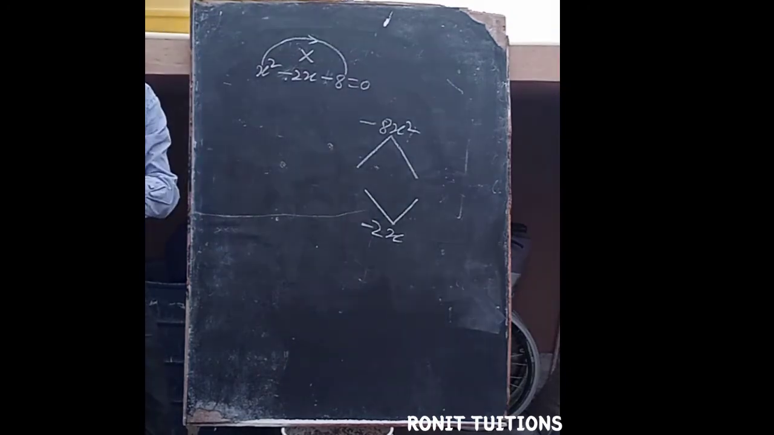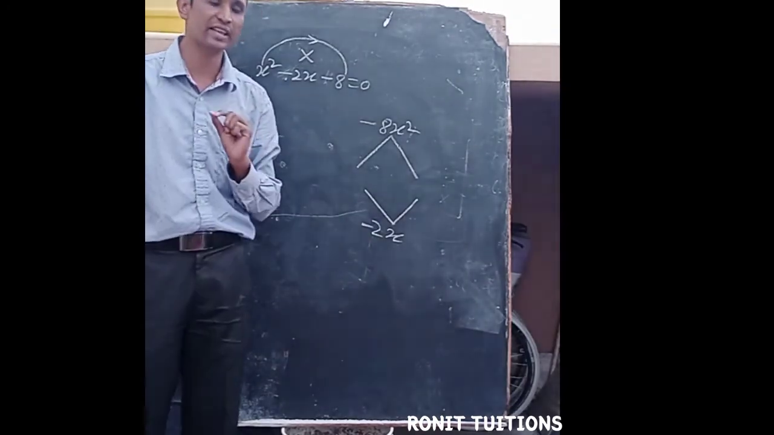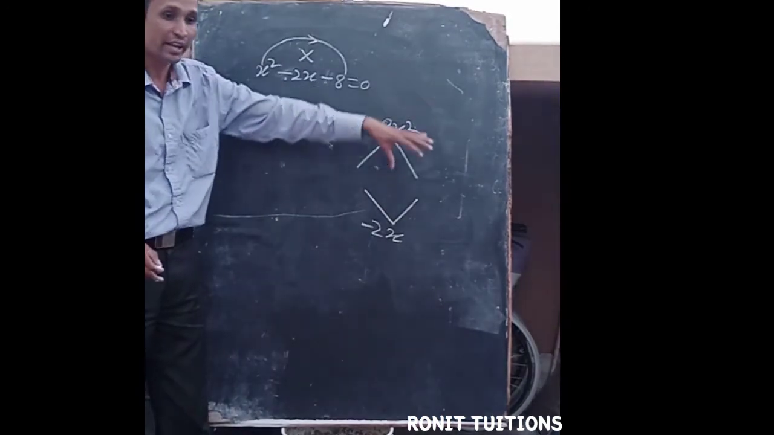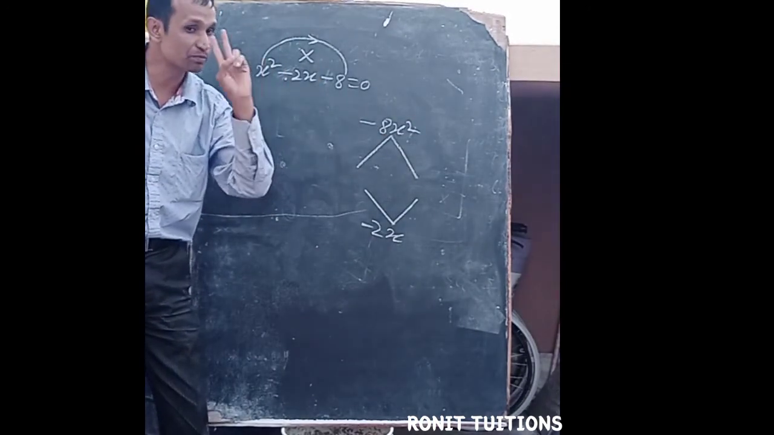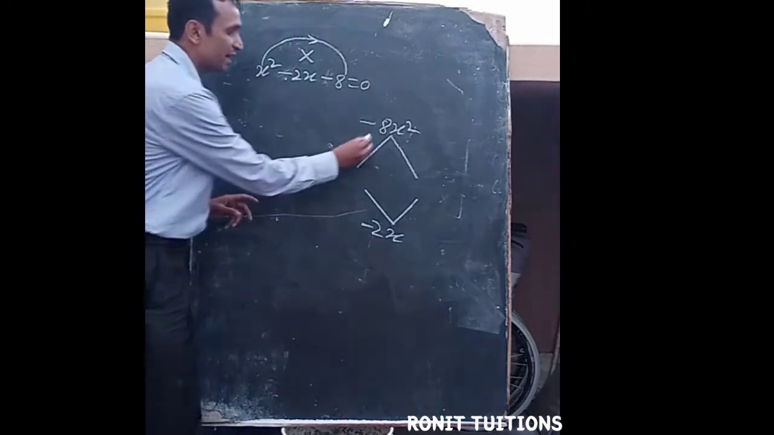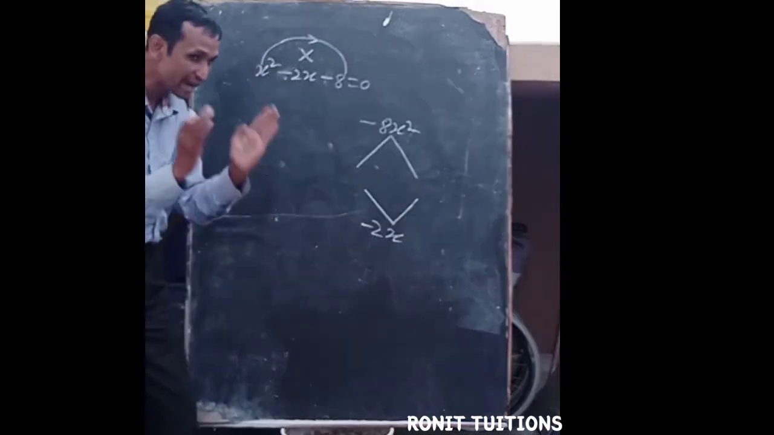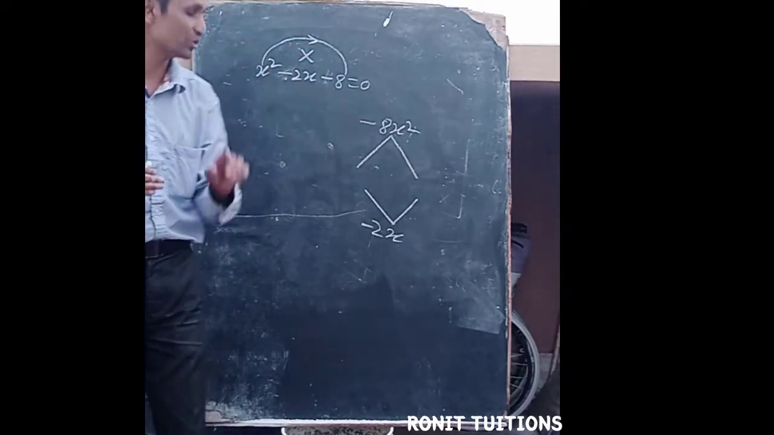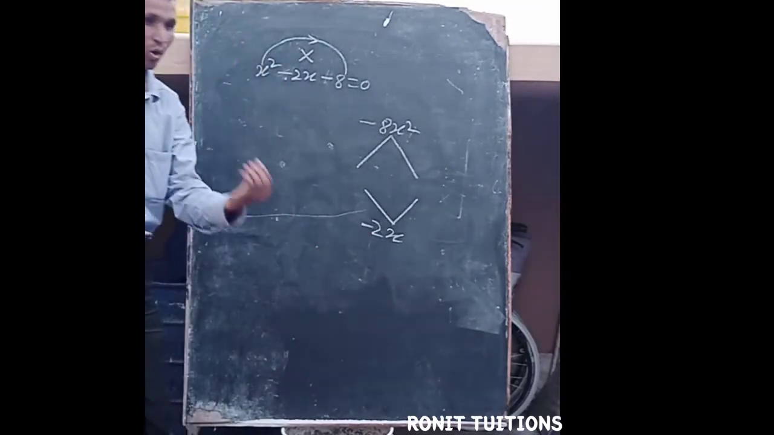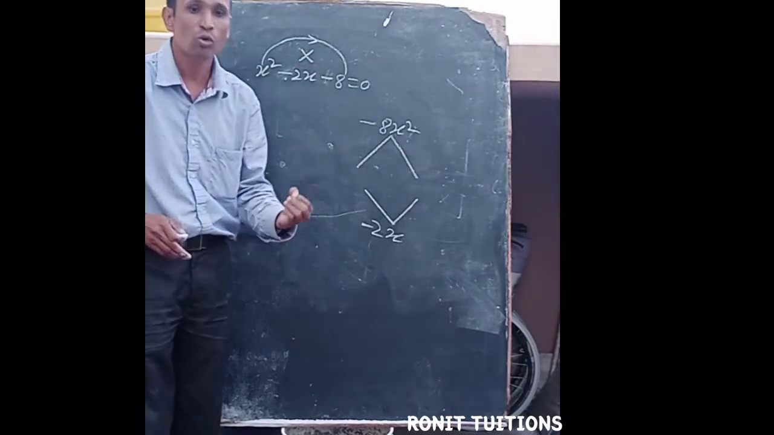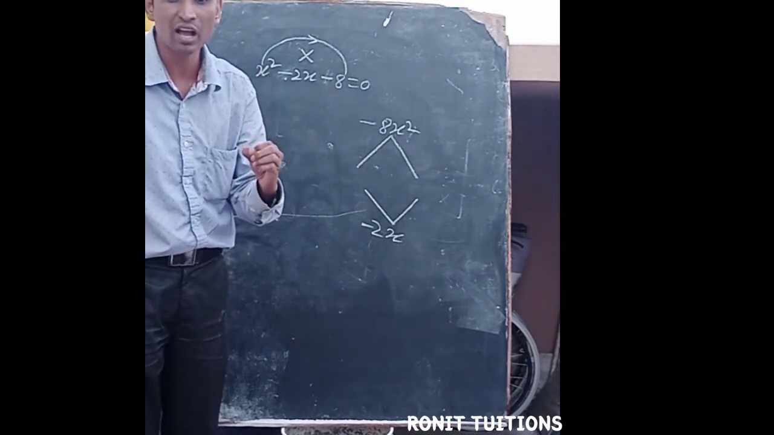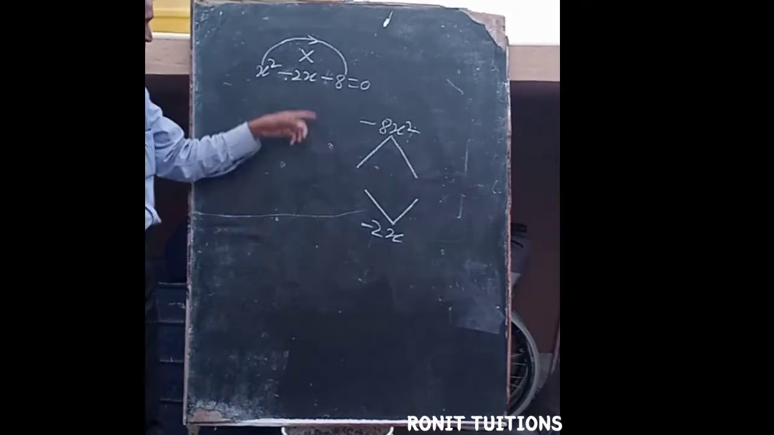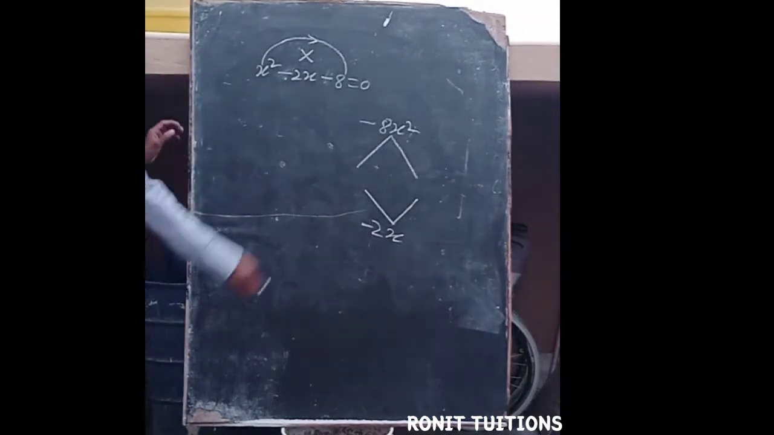If we multiply them, they should give minus 8x square, and if we add or subtract, they should give minus 2x. So we have to find the factors. Which numbers give 8?